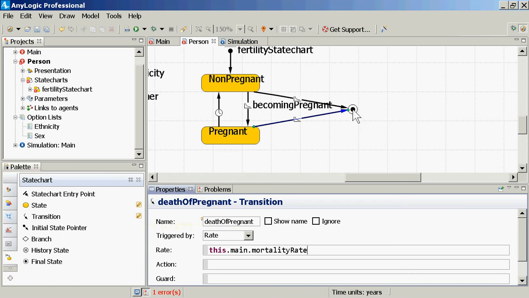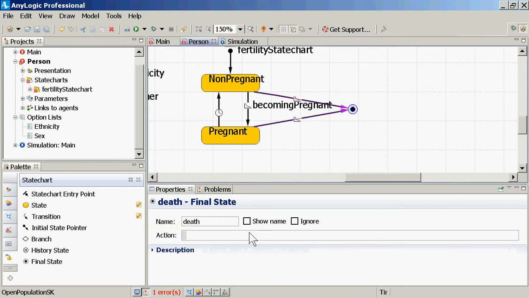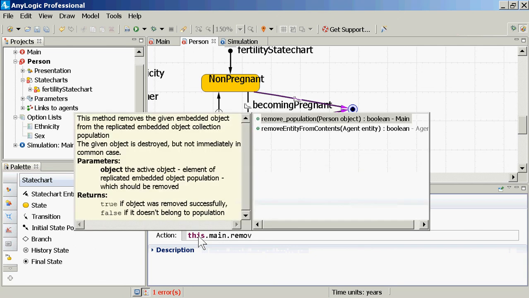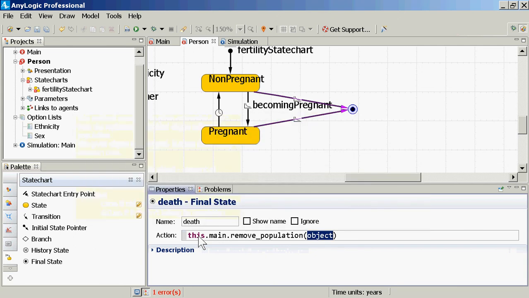We have to remove people from the population, and we'll do that when they enter this final state. There's going to be an action undertaken, and that action is going to tell them to remove from the population. Where does the population live, ladies and gentlemen? It lives in main. So we can say this.main.remove_population, and then we have to tell it who to remove. And ladies and gentlemen, who should we remove?